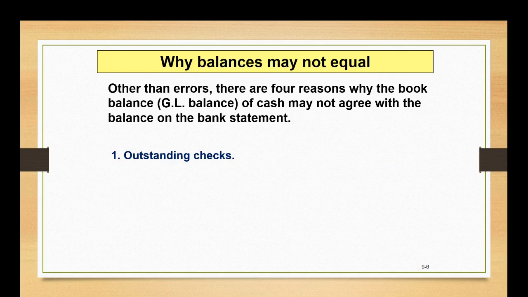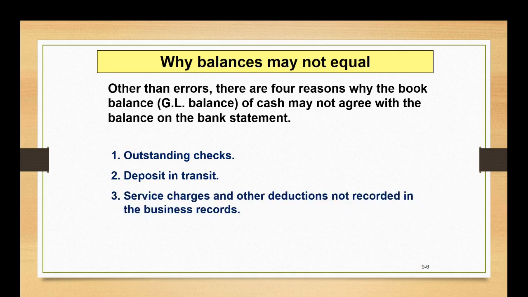The first one is outstanding checks. These would be checks that you have written and recorded in your books, but for some reason the payee, or the person who the check is payable to, has not yet cashed the checks. The second common reason why the balances may not equal is due to deposits in transit. Those are deposits that are usually made on the last day of the month, and because of timing differences, the deposit is not recorded by the bank on the same day that you recorded it in the book. Again, most of the time this happens on the cutoff day near the end of the month.